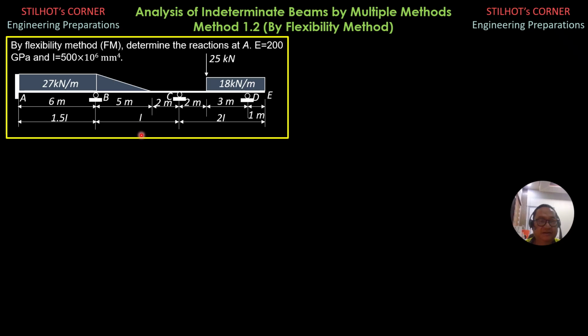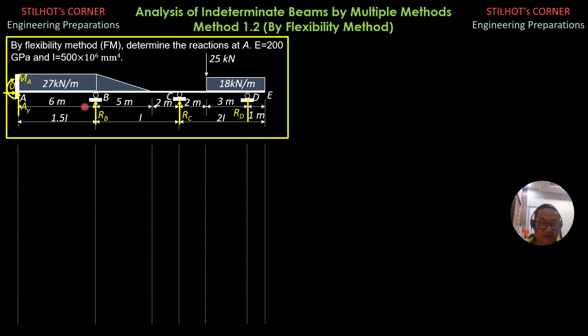Then let's have the moment diagram by parts. Remember that we treat everything as simply supported each segment of the beam. These are the reactions, unknown reactions. So take note that the moment of inertia for each segment is varying. So for AB, let me explain.